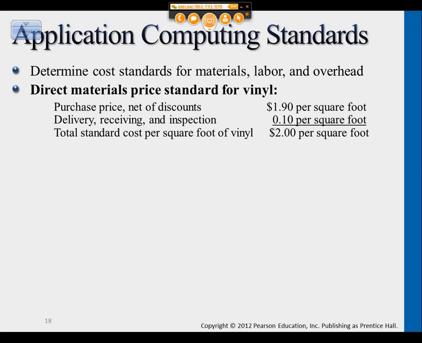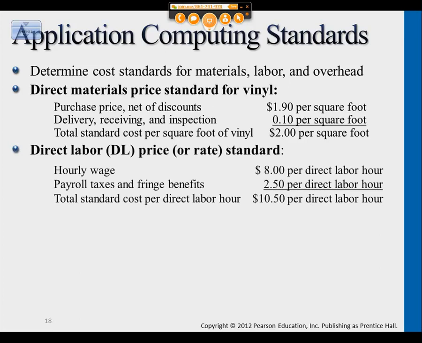We have the purchase price net of discount, which is given to us as $1.90 per square foot of vinyl. We also know that delivery, receiving, and inspection add on average 10 cents per square foot. We sum those together, and our total standard cost per square foot of vinyl should be $2 per square foot.